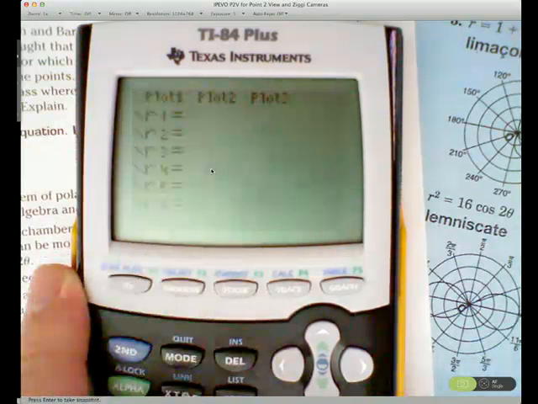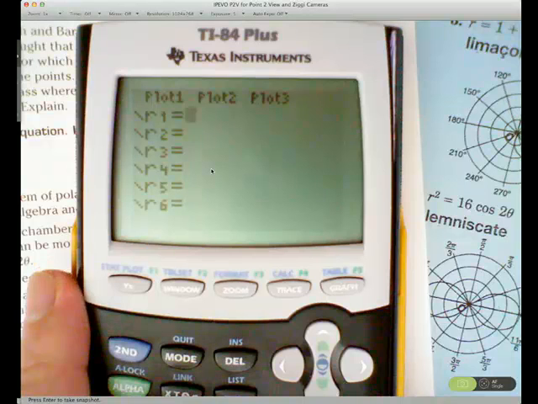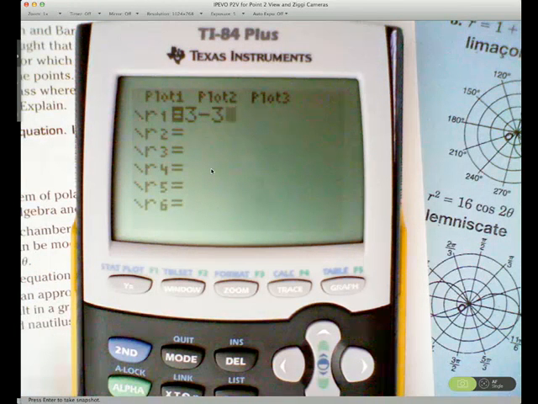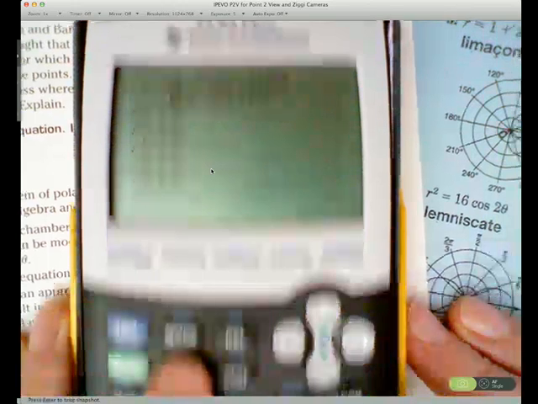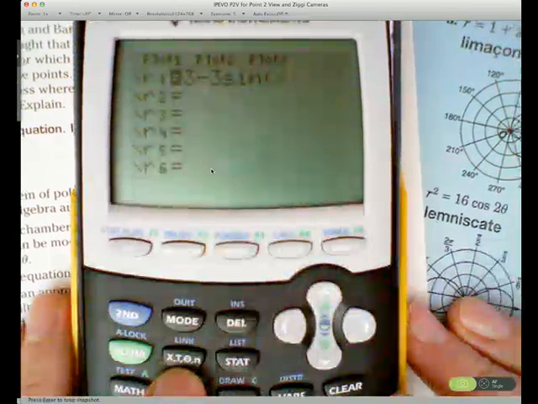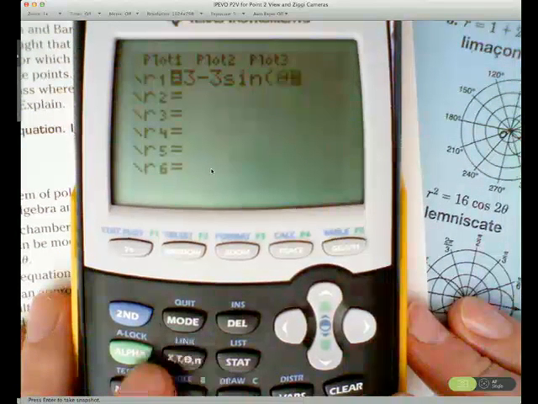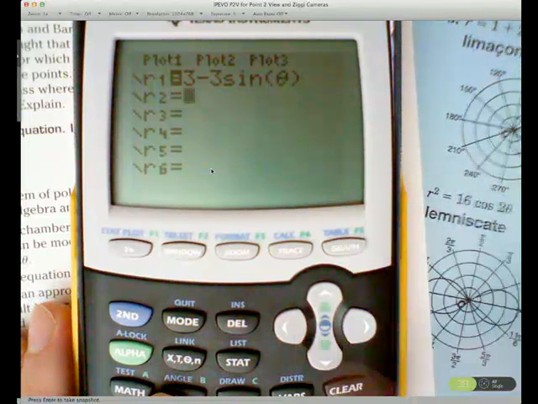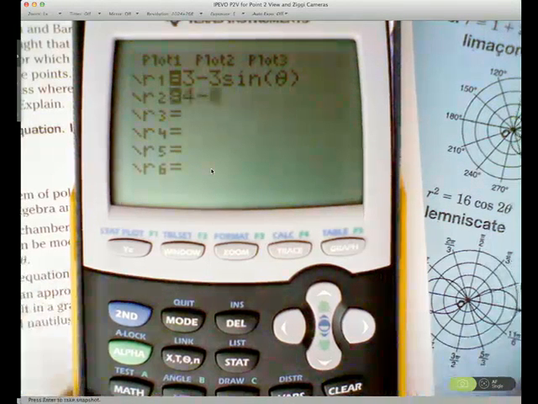So I've got that set up. So for y equals, let's plug these in. So what were my equations? It was 3 minus 3 sine, and to get theta, it's just going to be my variable button, X,T,theta,n. So there's theta. And my other equation was what? 4 minus sine theta.